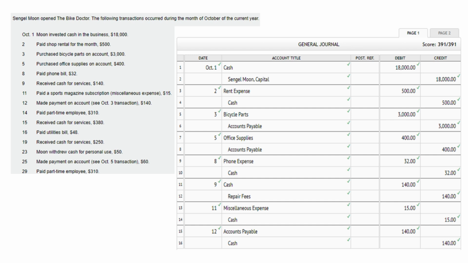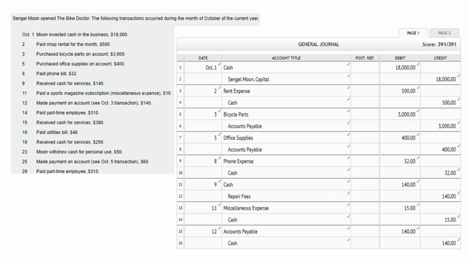On October 5th, he purchased office supplies on account for $400. So we have office supplies are an asset and they increase on the debit. So that goes first. And he purchased them on account. So he is liable for that bill in the future. So I know that accounts payable is a liability and that increases on the credit side.